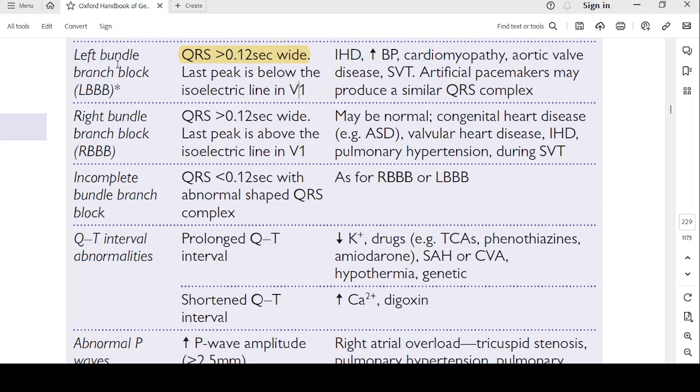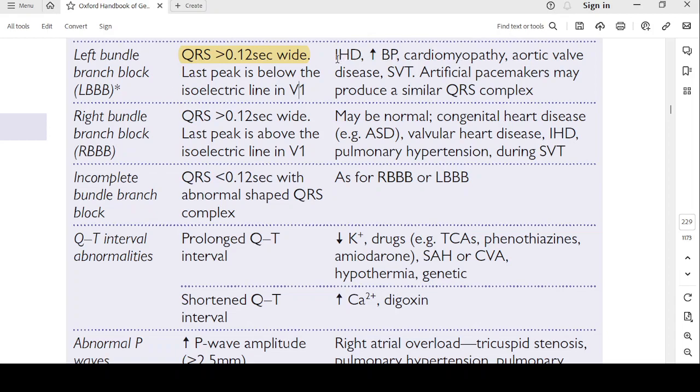IHD. So as far as left bundle branch block is concerned, we have a star. We'll see what the star means. And also I have learned a mnemonic which is William and Marrow. So for left bundle branch block, we see a W in V1 and an M in V6.